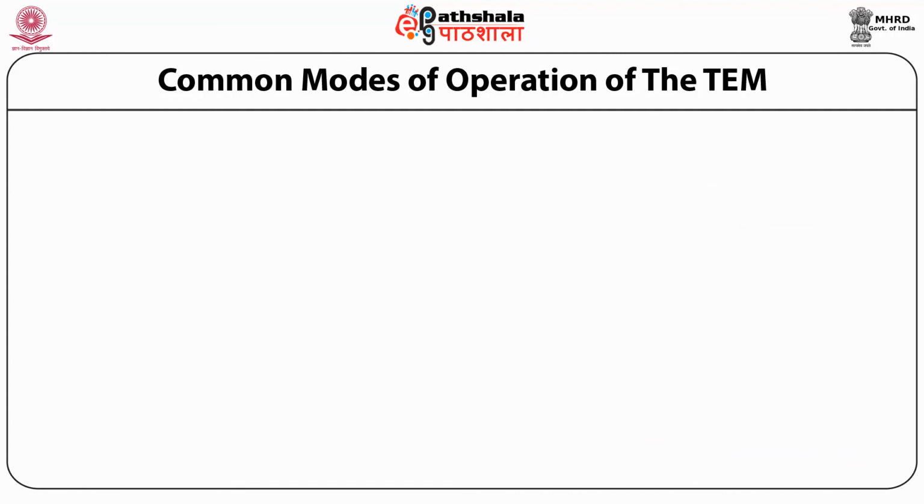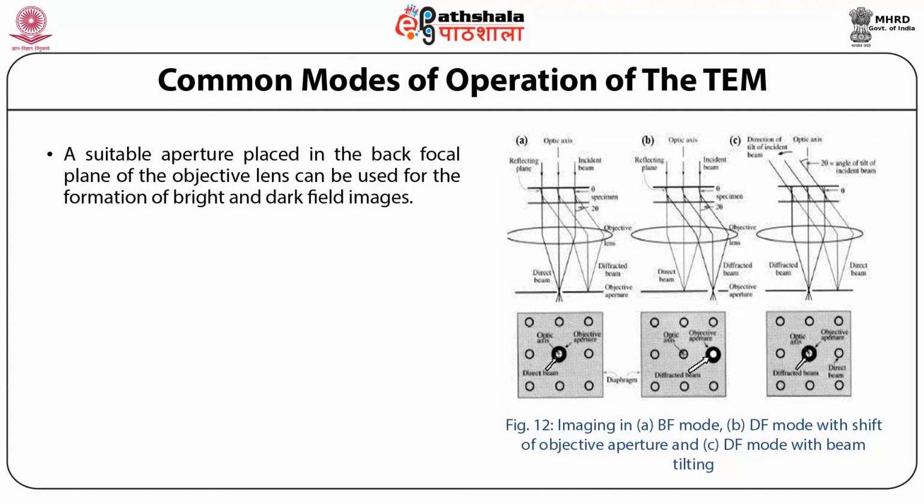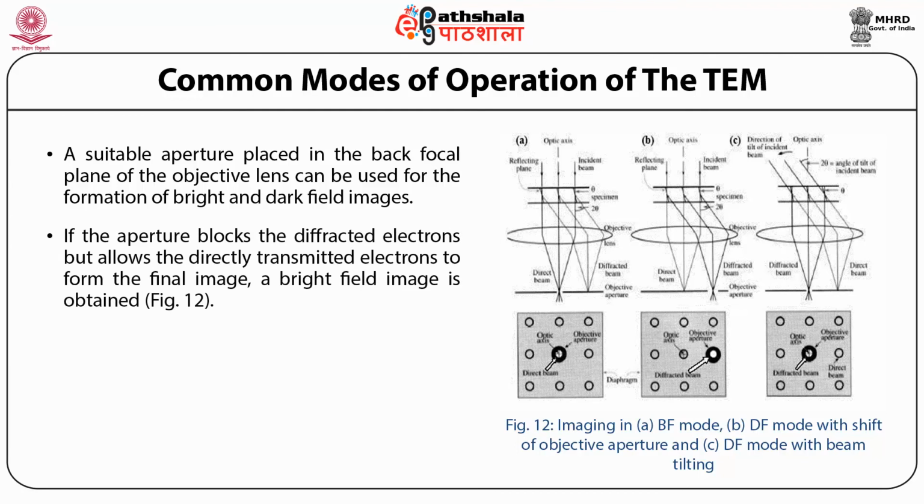A suitable aperture placed in the back focal plane of the objective lens can be used for the formation of bright and dark field images. If the aperture blocks the diffracted electrons but allows the directly transmitted electrons to form the final image, a bright field image is obtained.